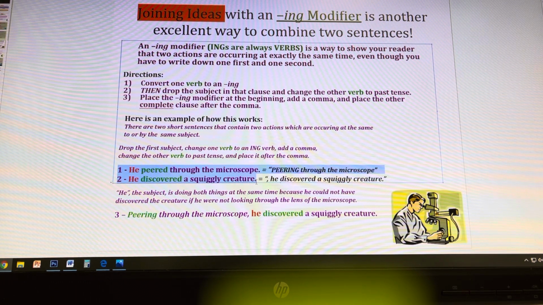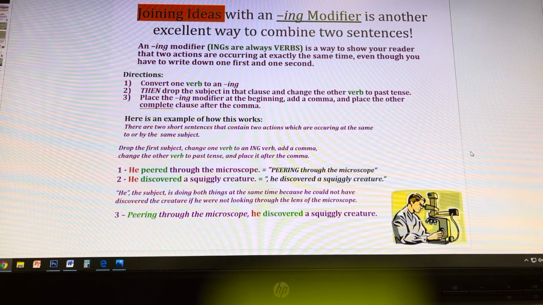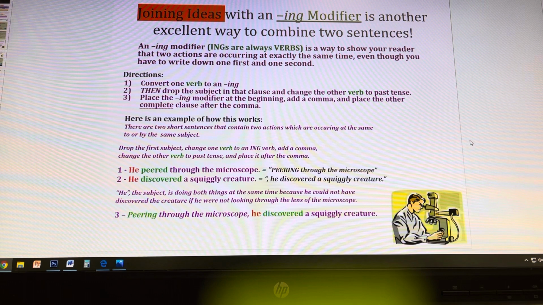He peered through the microscope. He discovered a squiggly creature. Now, technically, he has to be in the process of eyeballs to microscope before the creature is going to come into focus. So what we're going to try to do is make these two things happen at exactly the same time. Now, we can't speak them or write them at exactly the same time. So how do we do that in the way that we write it? And that would be using the ing modifier.